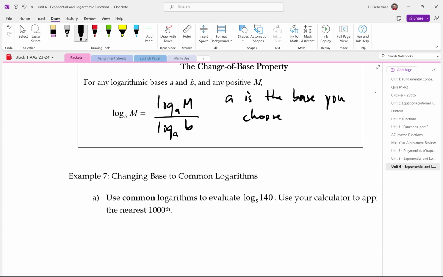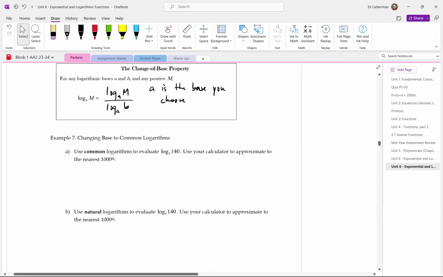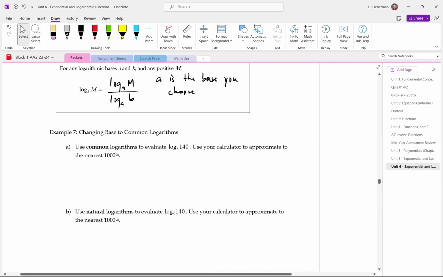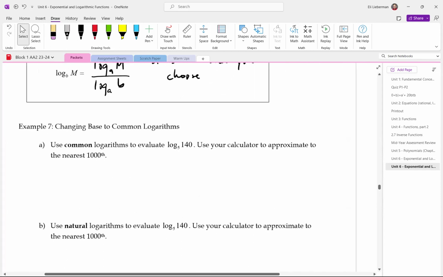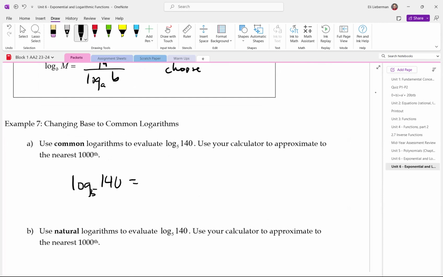So that is just a formula, and we're going to prove it soon. Right now I'm going to ask you to trust me that that's true. We're going to use common logarithms to evaluate this. We'll use our calculator, pretending we don't know that we could use base 5 on the calculator. So log base 5 of 140 as a common log is equal to log 140 over log of 5.